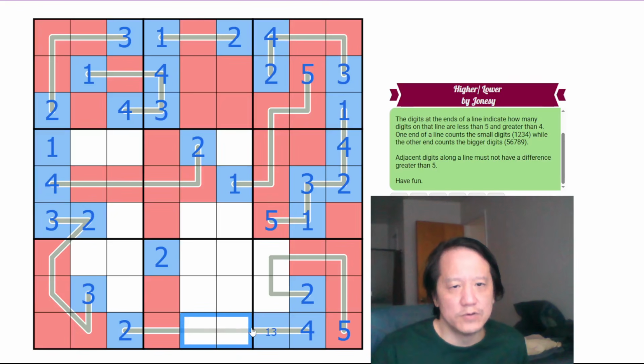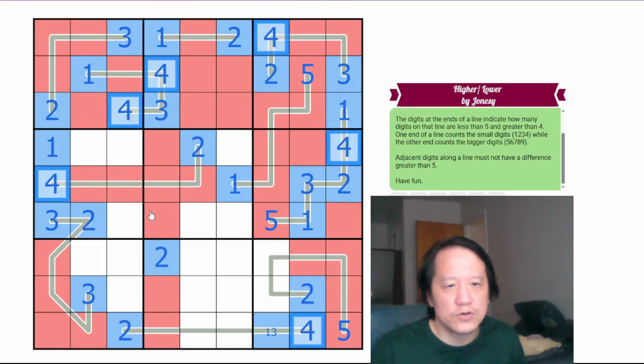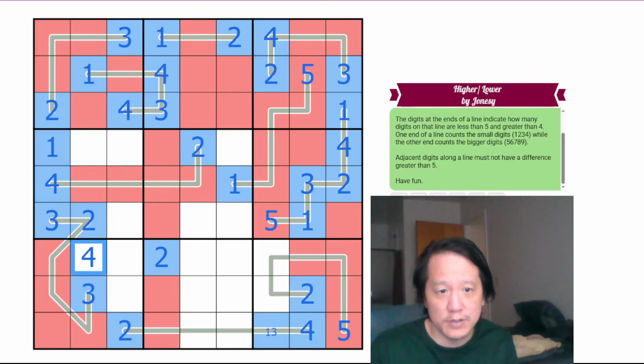We have 1 low, 1 high here. 1 low, 1 high there. So 1s, we don't really have enough information. 4s might give us something, yes. Okay, where's the 4 in column 2? It has to be here.